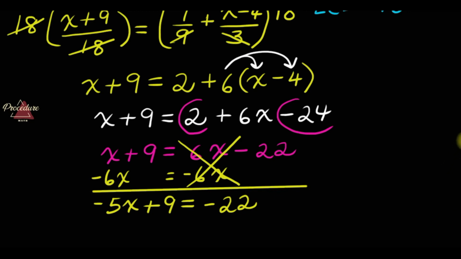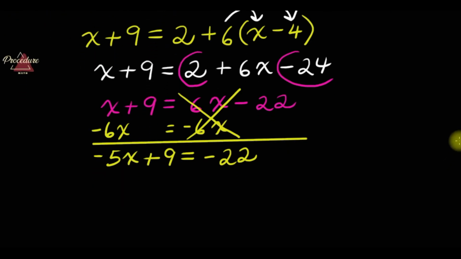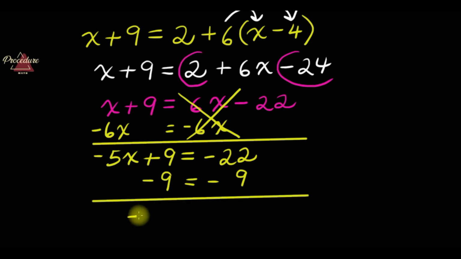And then we have to get the constant to the other side. So your constant is a positive 9. So we minus 9 to get rid of it. And then we minus 9 to the other side. Okay, so we bring down the negative 5x. These are gone. And then here, negative 22 with negative 9 is going to give you negative 31. Okay, so that's step 5.